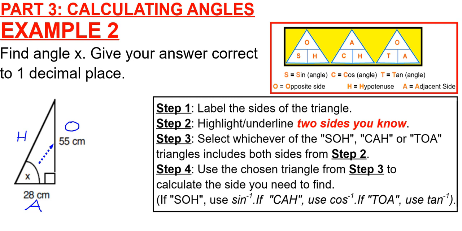Now we're going to label the two sides we know. So we know the opposite, which is 55. So colour in the O for opposite. We also know the adjacent, because that's labelled 28. So now we need to have a look at this SO, CA or TOA triangle and think which one's been most coloured in. Which one of these triangles gives us most information? Hopefully you can see that the TOA one has been most coloured in. And so this is going to be the one where we use TOA.